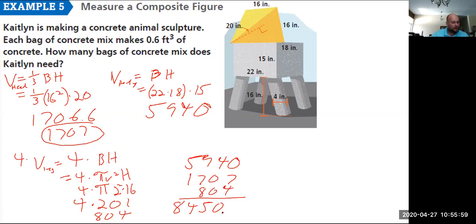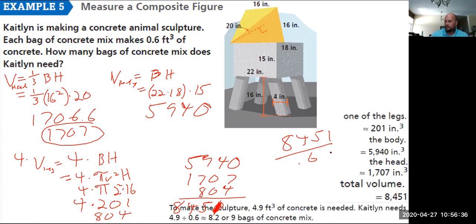Oh, I still have that one as a decimal in my calculator, so let's change that to a 1. All right, so now that's not the final answer. It wants to know how many bags of concrete does she need. So the concrete makes that many cubic feet, so 0.6 cubic feet. So it's going to be a lot of concrete. So divide this by that 0.6. So 8451 divided by 0.6. That's a lot of concrete. Let's see if I got the same answer here.